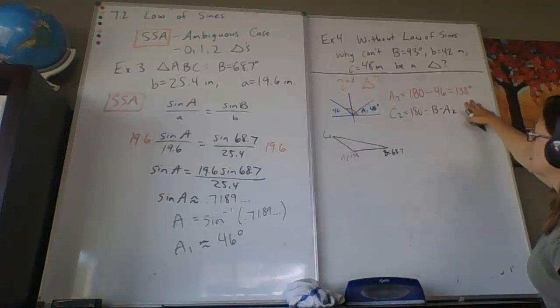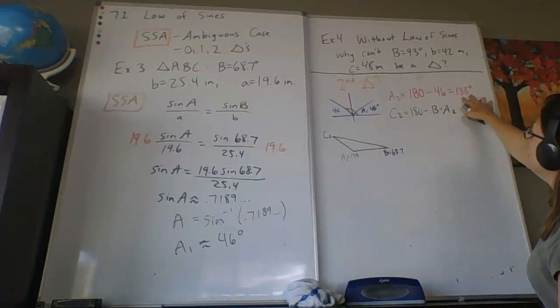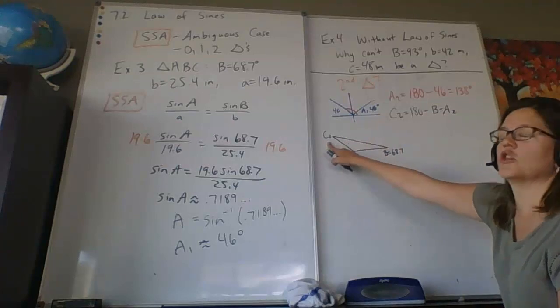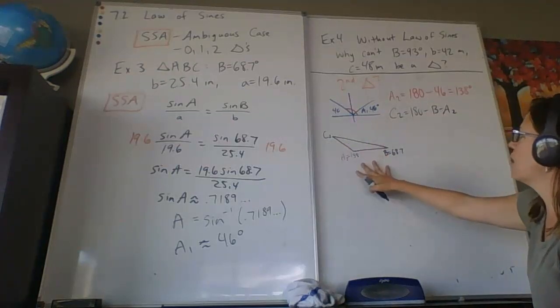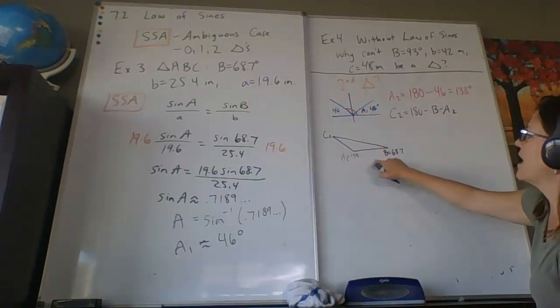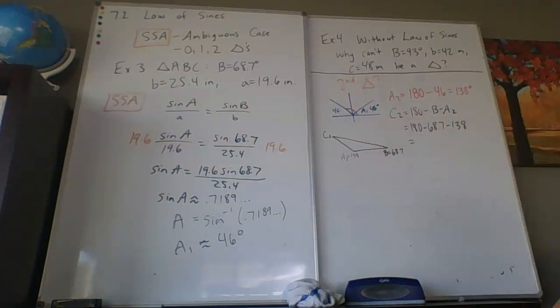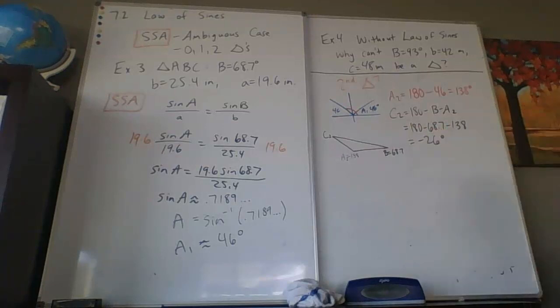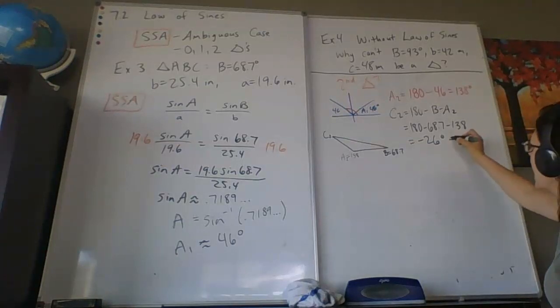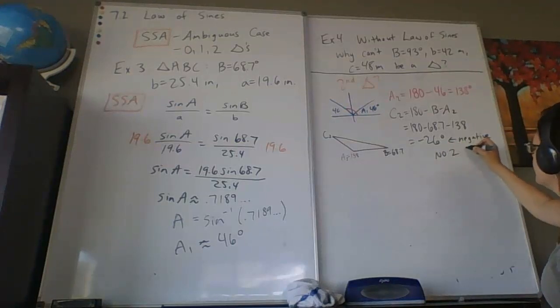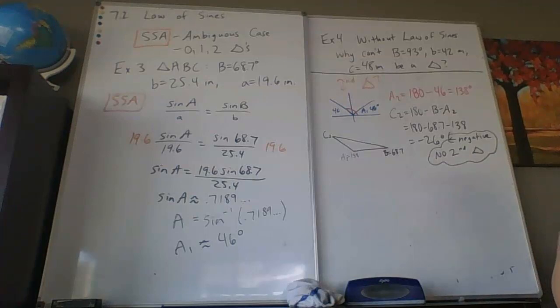In order to check to see if this second triangle exists, we have to see if this 138 degrees could work. We need to calculate this third missing angle for this obtuse triangle. So we could do 180 minus the 68.7 and minus the 138. When we do this calculation, we find C2 to be negative 26 degrees. Well, that doesn't make any sense. As soon as we get this negative, we know that there is no second triangle, because we cannot have a negative angle in our triangle.